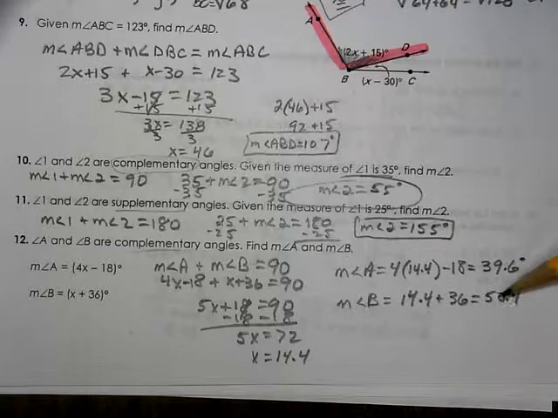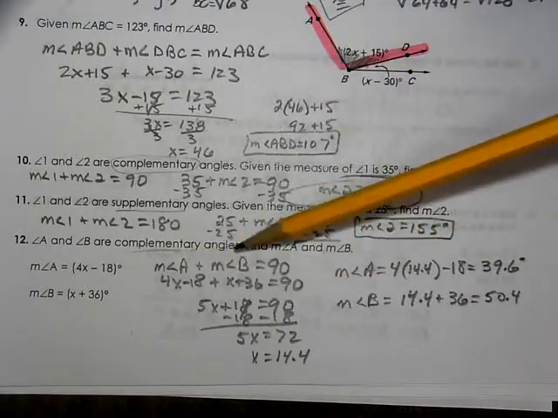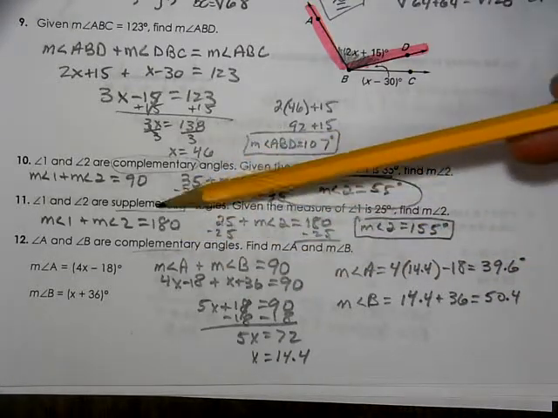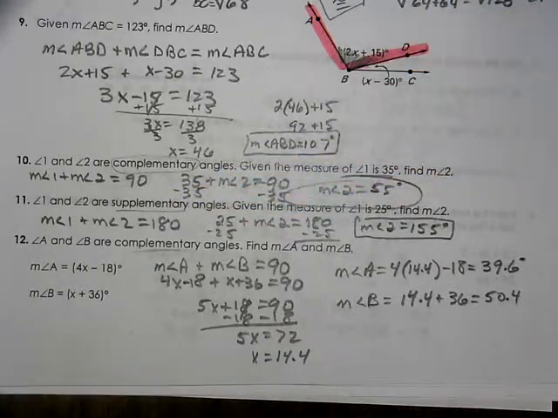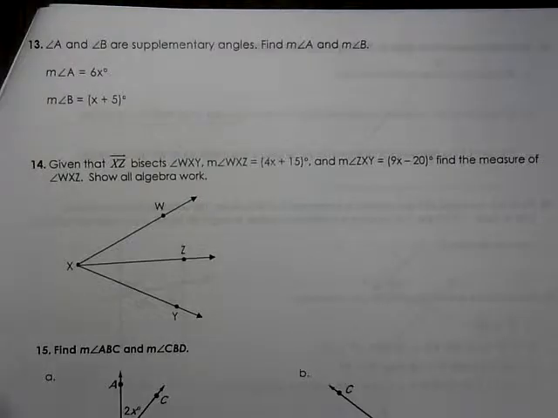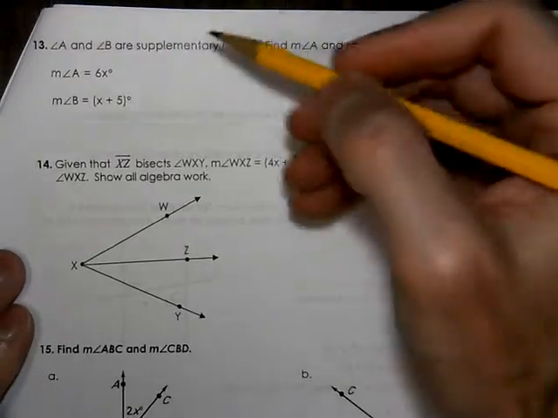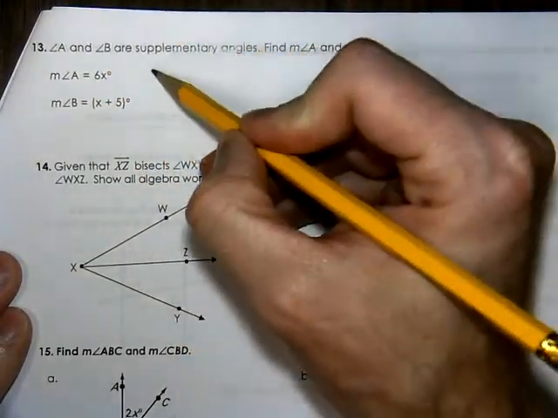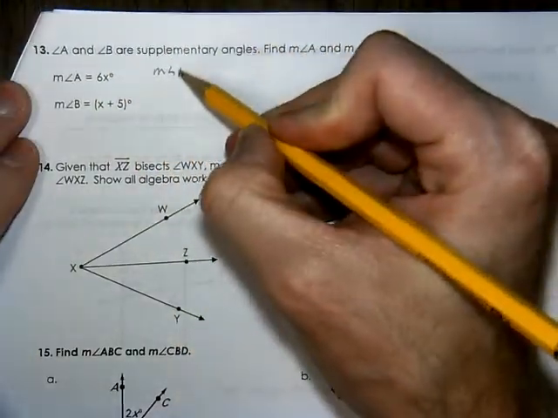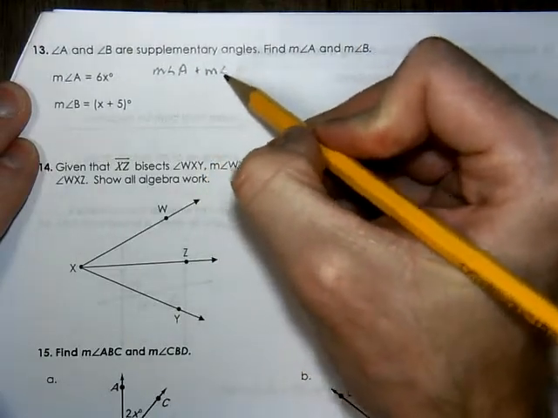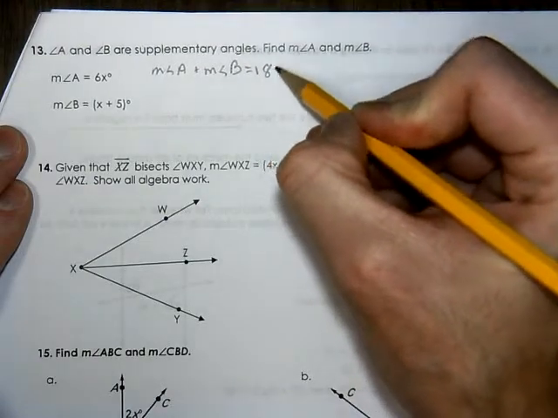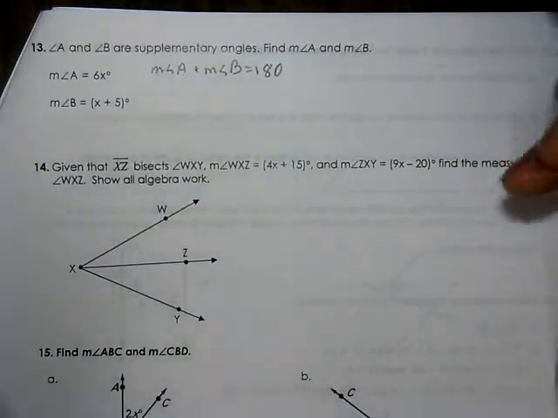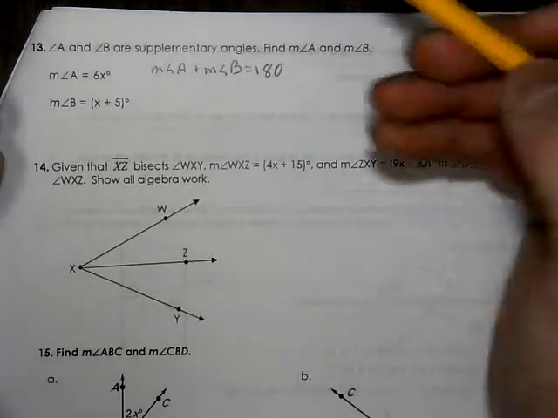Together, those two angles add up to 90 degrees. 90 degrees is complementary. Supplementary is 180 degrees. On our next page, we see that the two angles add up to equal 180 because A and B are supplementary, so we write our equation for the measure of angle A and the measure of angle B to equal 180.